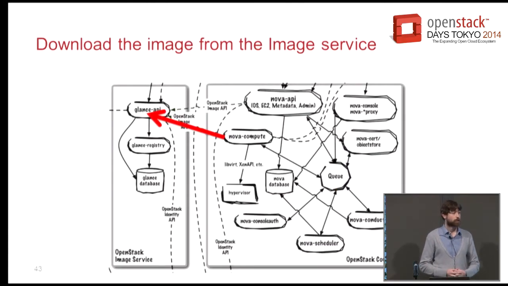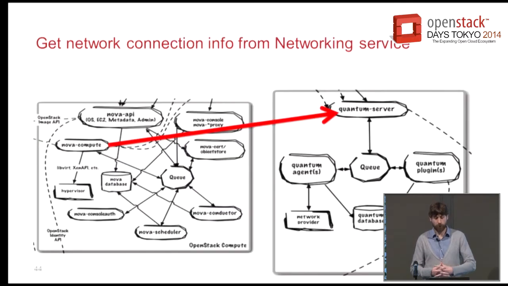The first thing it does, as we learned before, is contact the Glance API. Glance is the code name for the image service, and it requests to download the virtual machine image. It will also contact the networking service. Now, apologies, this diagram is out of date. Quantum has been replaced with Neutron. So apologies for the poor diagram, but the same services exist. And it will ask for the IP address and routing information.